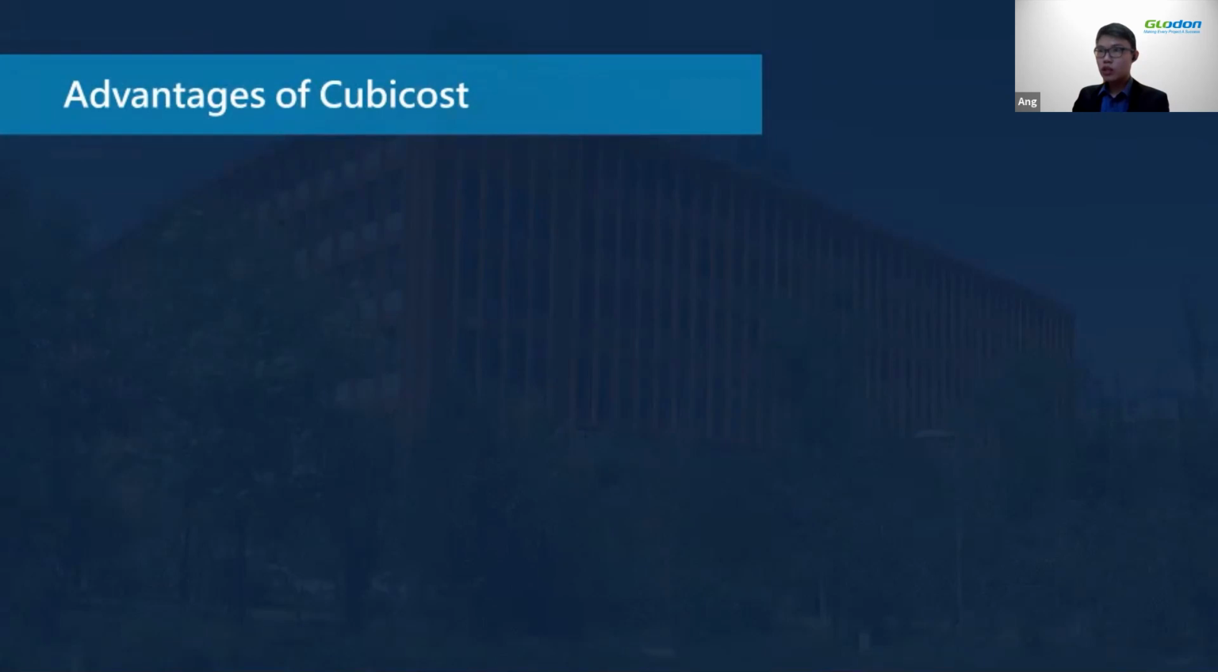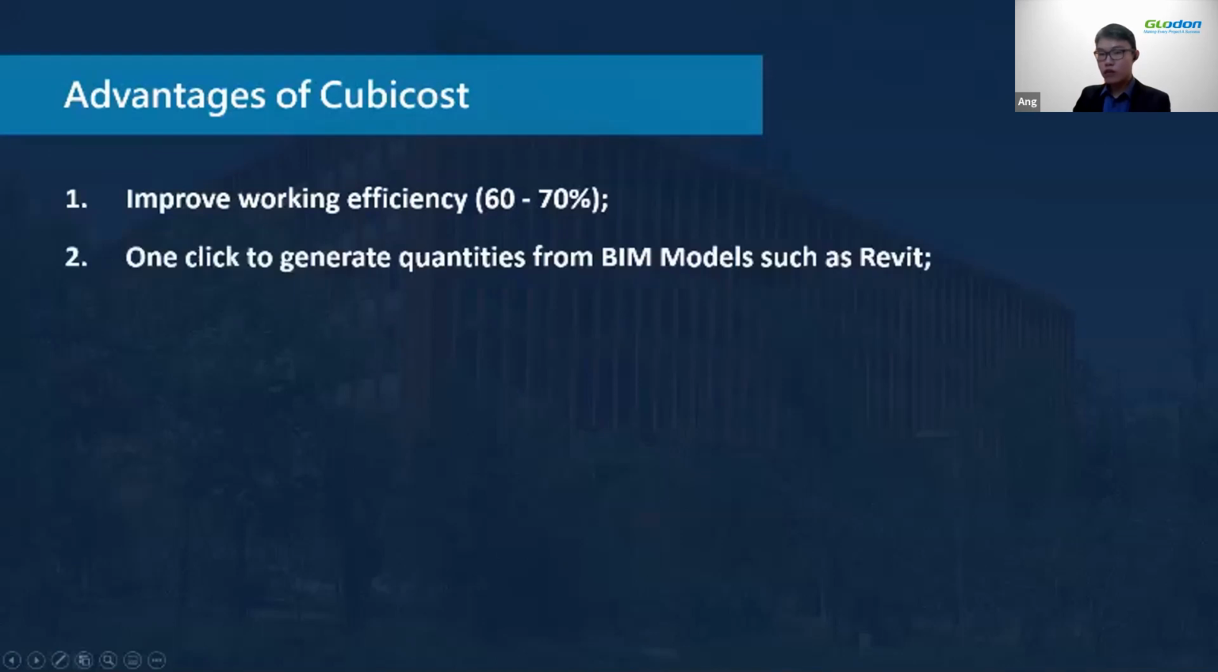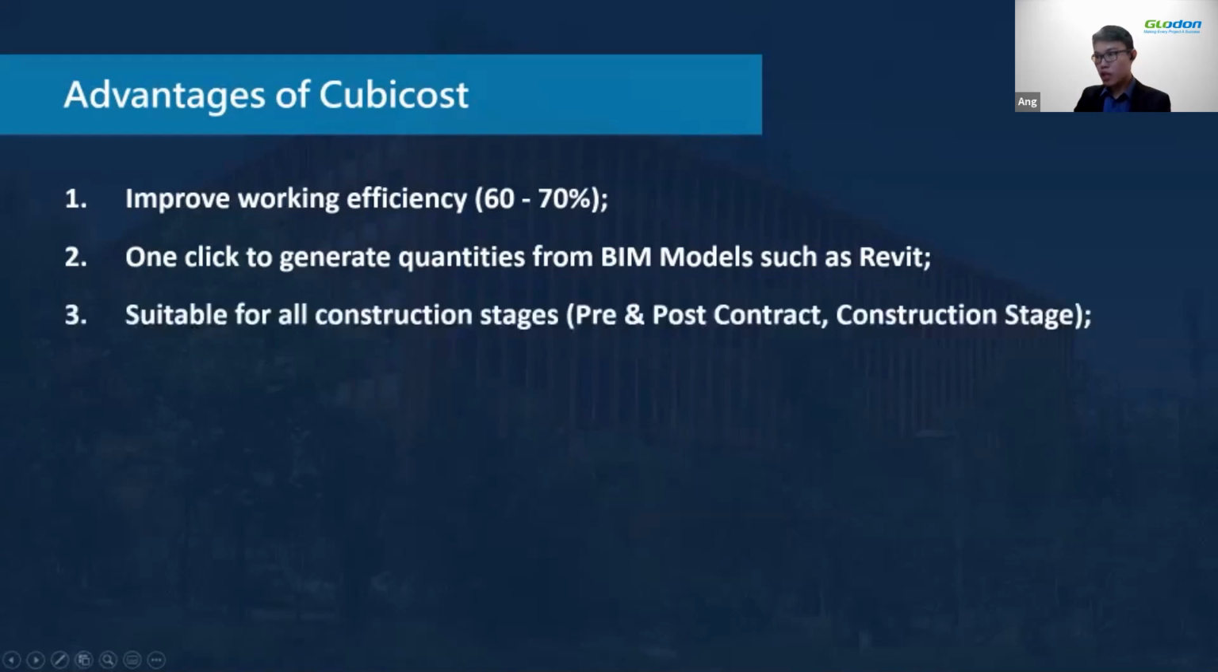So here we are going to share with you the advantages of Cubicost. The first one, of course, is that it improves our working efficiency. Second, with just one click, which we have shown in the demonstration, we can generate the quantities from BIM models, such as Revit or even IFC files. It is also suitable for all construction stages, pre and post contract, even construction stage, because you'll be receiving drawings and even Revit models throughout all the stages.